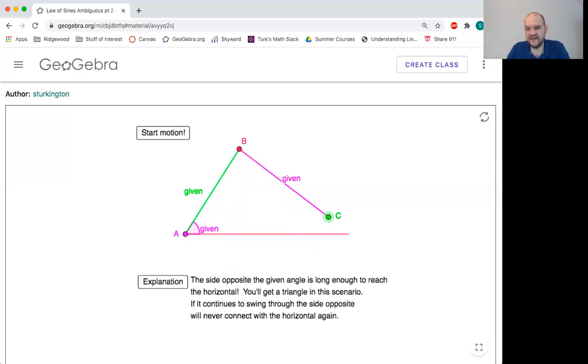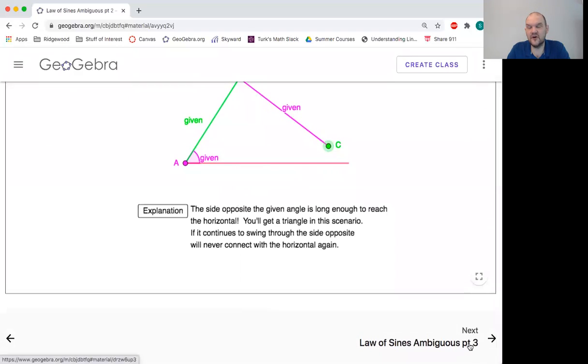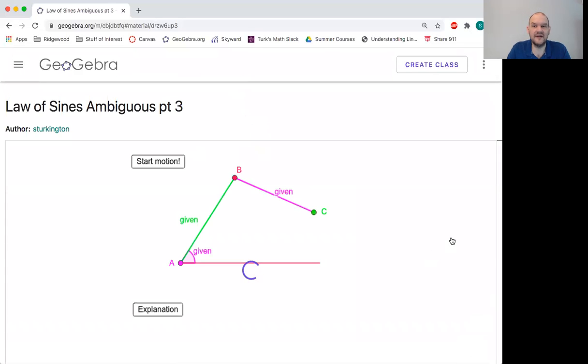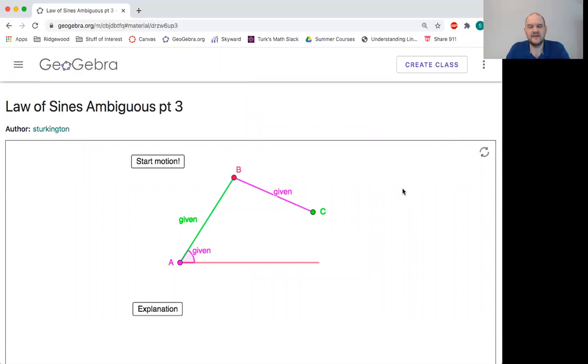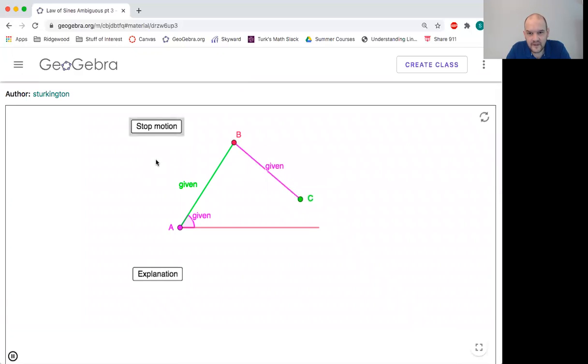Let's scroll down and take a look at the third scenario. All of these, by the way, I should say, are if the given angle is acute. If it's obtuse, it's slightly different, but it's a lot easier. So I didn't even bother making a GeoGebra thing for that. So let's see here. So here is the third scenario. In the third scenario, this doesn't look like the third scenario to me, but we'll find out. I'm gonna start the motion.